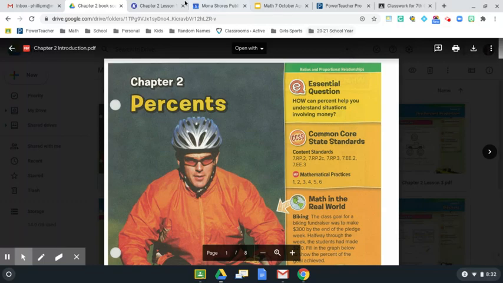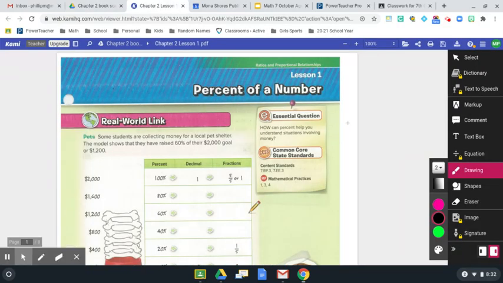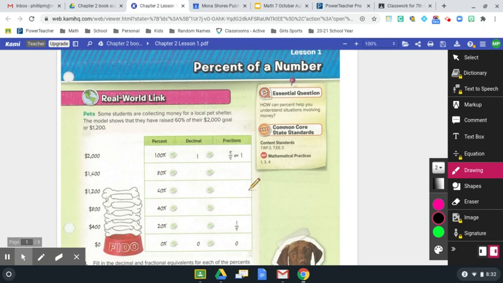So we're going to start in lesson 1 today, which is percent of a number. Our learning target is I can find a percent of a number. So what does that mean? This lesson 1 is also something you learned a little bit in 6th grade, so hopefully as I go through some of the examples, it starts to look a little familiar to you.